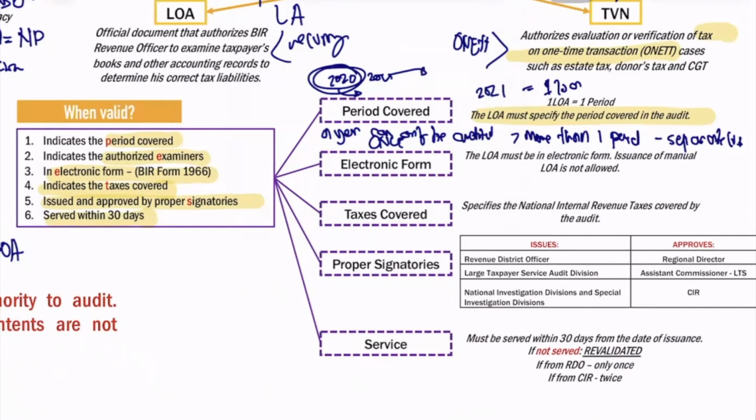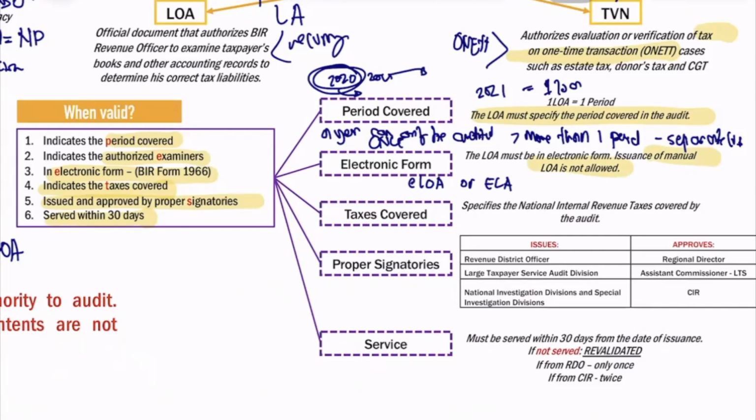Third, it must be in electronic form. So the electronic form now is using BIR form 1966. We call this one ELOA or ELA. Okay? The LOA must be in electronic form. Issuance of manual LOA is not allowed. So if the LOA is manual, it is considered already invalid. It must be in electronic form.